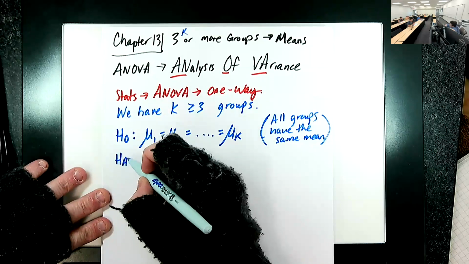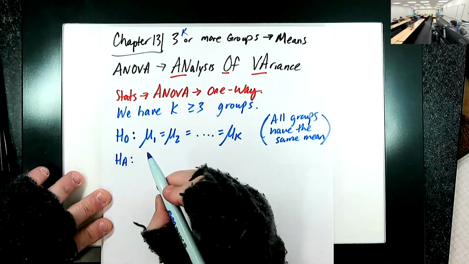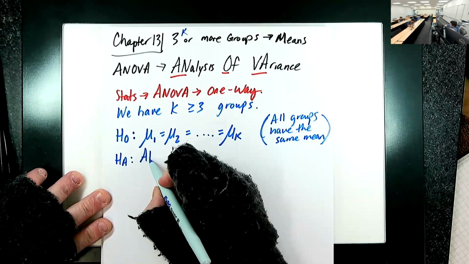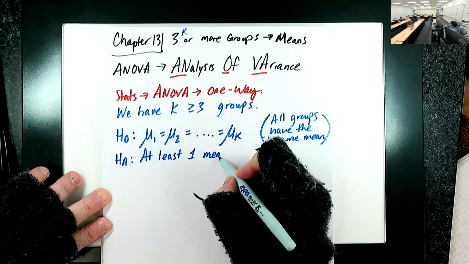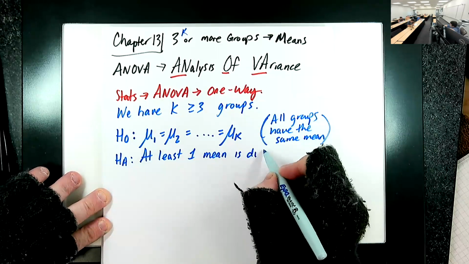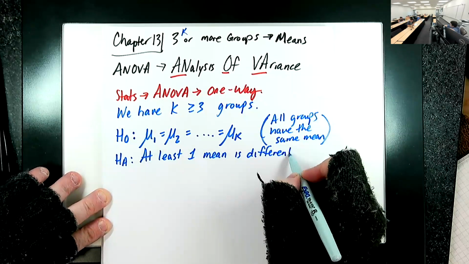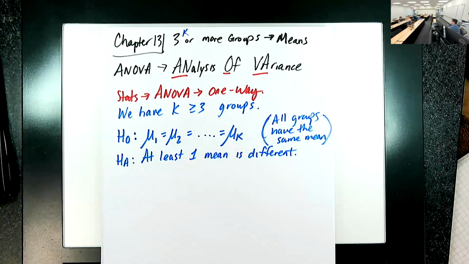HA, and they are going to try to throw you off in the homework. HA is at least one mean is different. If I got 10 groups and 9 of them have approximately the same mean, but one of them doesn't, then this is going to be one of those reject things.